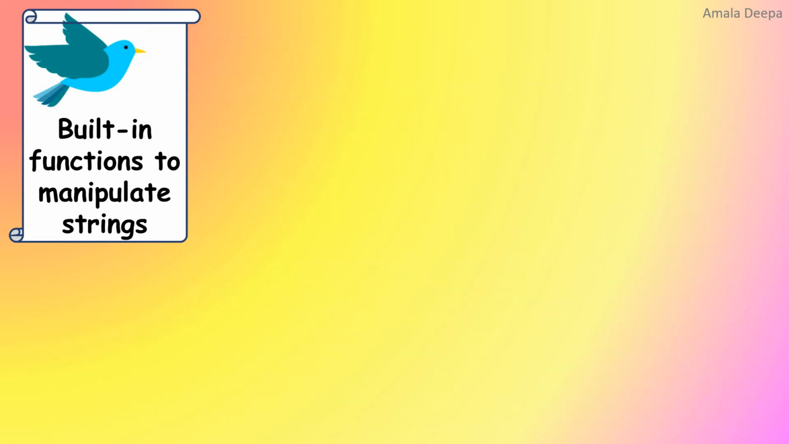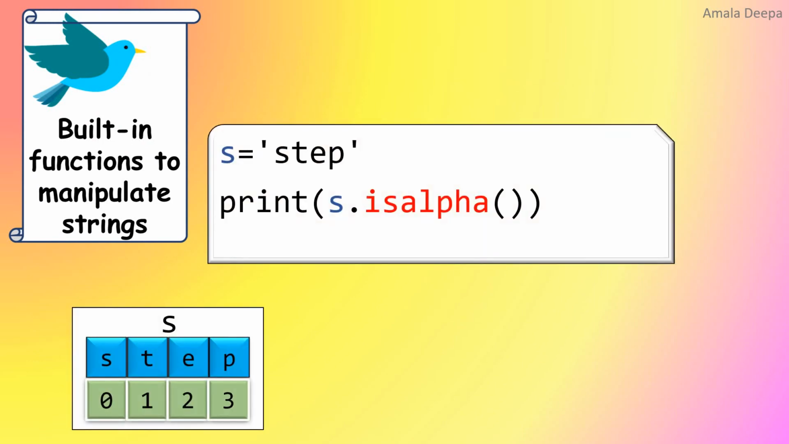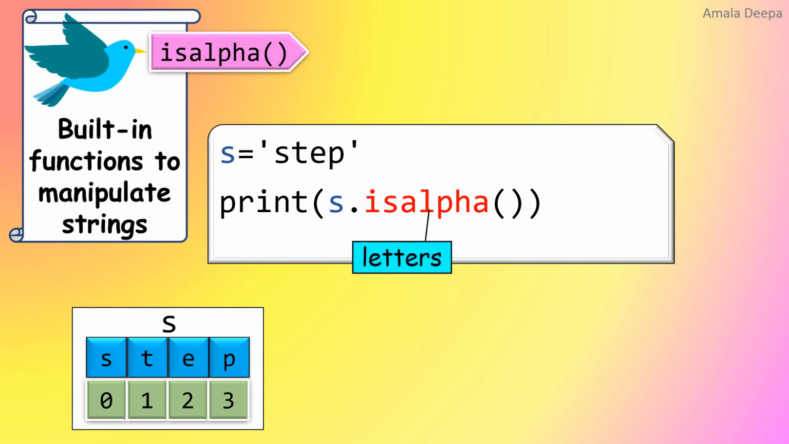So the next function is isalpha. S is equal to STEP. Print S dot isalpha. So alpha means alphabet, letters of the alphabet. Does this string contain only alphabets? Yes, it contains only letters, S-T-E-P. So this function gives true.